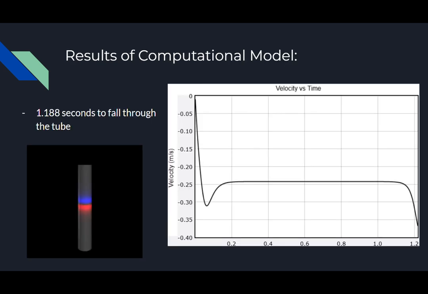Here are the results of the computational model. The computational model found that it took 1.188 seconds to fall through the tube, and here is a velocity versus time graph created by the code as well.